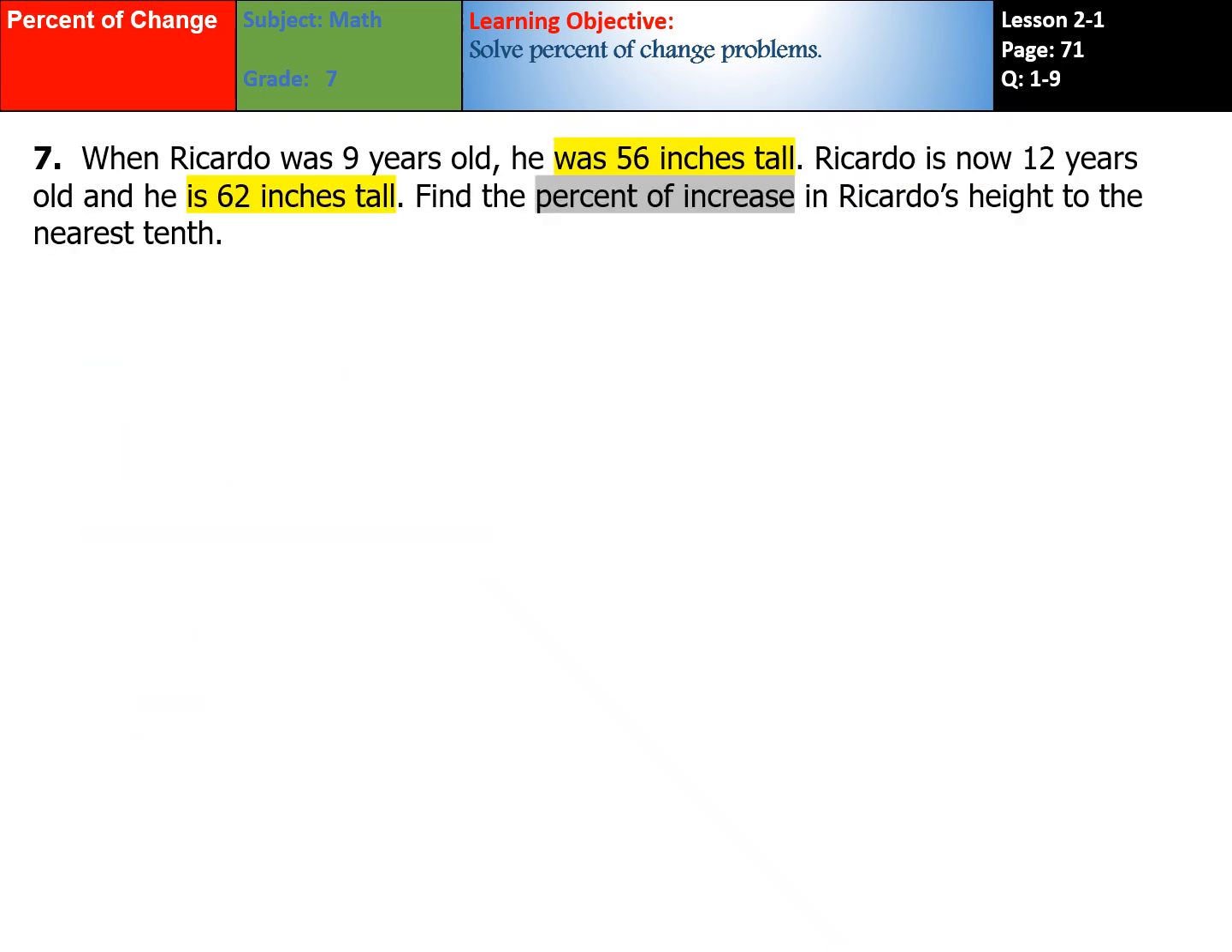When Ricardo was 9 years old, he was 56 inches tall. Now he is 12 years old and 62 inches tall. What is the percent of increase in his height? So what is the first step? Find the change. 62 minus 56 gives you 6. Our fraction is 6 over 56.